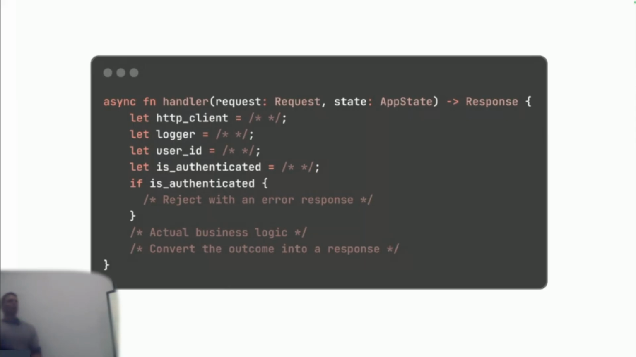Now, since you want to be able to debug it, you also might need some diagnostics. So you'll need a logger. Then you'll want to authenticate. So you'll need to extract the user ID. You'll have to check if it has enough permissions, for example, to do what they're trying to do. Then you do the actual thing that you want to do. And in the end, whatever is the outcome of that operation, you've got to marshal back into an HTTP response.